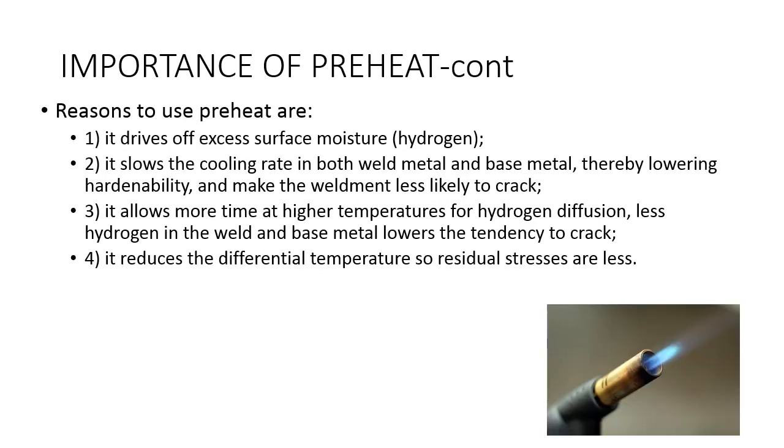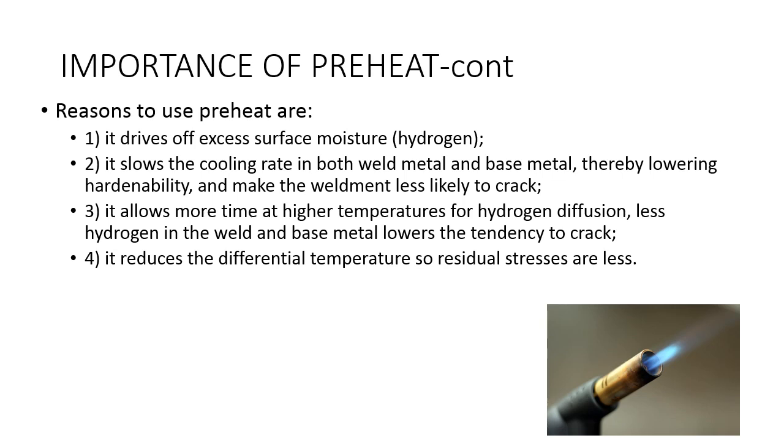Let me get off on a little tangent here. The importance of preheat. Reasons to use preheat: it drives off excessive surface moisture and hydrogen. It can slow down the cooling rate in both the weld and the base metal, thereby lowering hardenability, and it will make the weldment less likely to crack. It allows more time at higher temperatures for hydrogen diffusion. Less hydrogen in the weld and base metal lowers the tendency to crack.